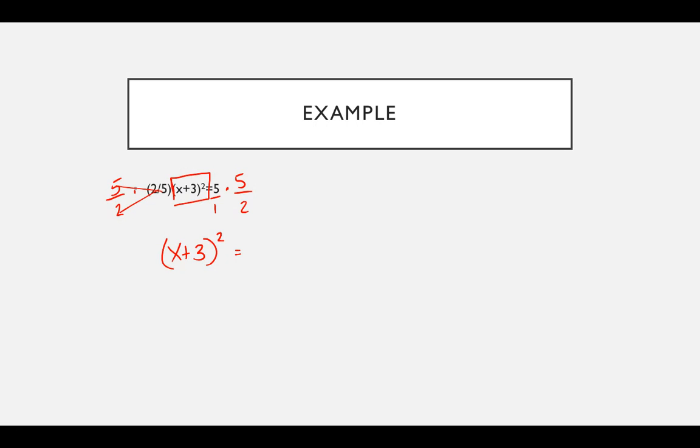This 5 is really 5 over 1. So I can multiply across the top to get 25. Oops. And across the bottom, that's not a 4, that's just a 2.